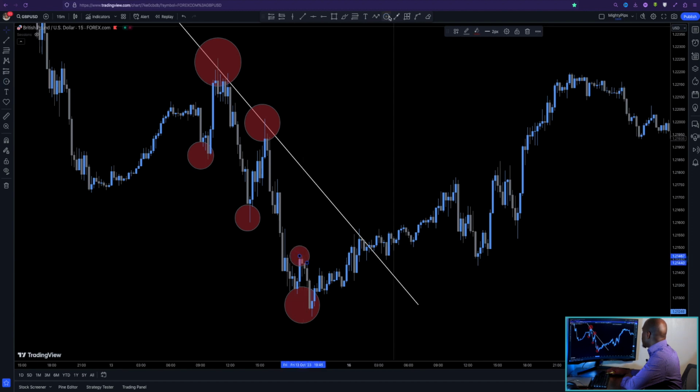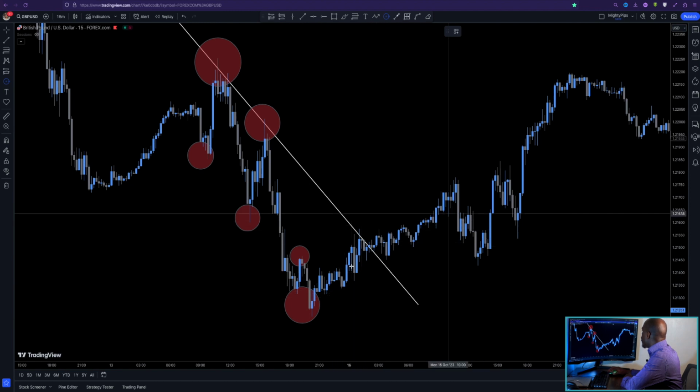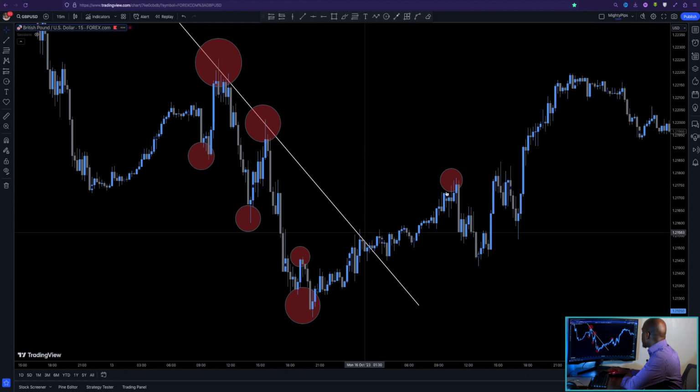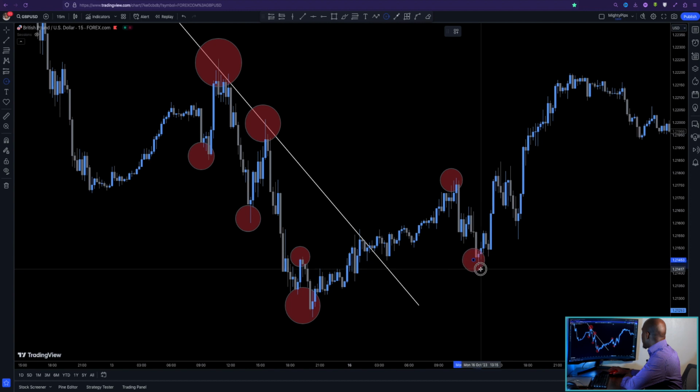Now here we don't see any high or low. These are just minor retracements. This is the next high that was created here. After the trend line was broken, this is the next high which was created, and this becomes the next low which was created right here.